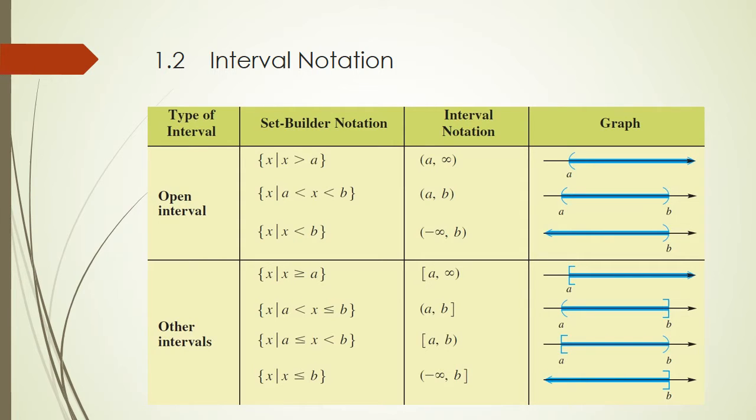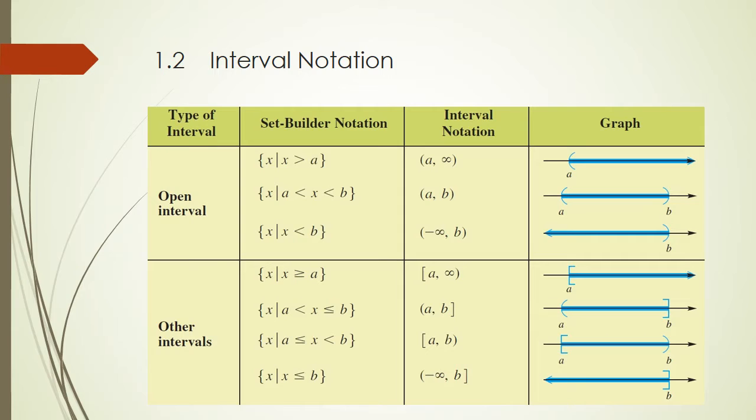We have x such that x is greater than a. That means from a to infinity. The second one, x such that a is less than x, which is less than b. That means x is between a and b, and so forth. You can kind of read it and then see how that looks on the graph.